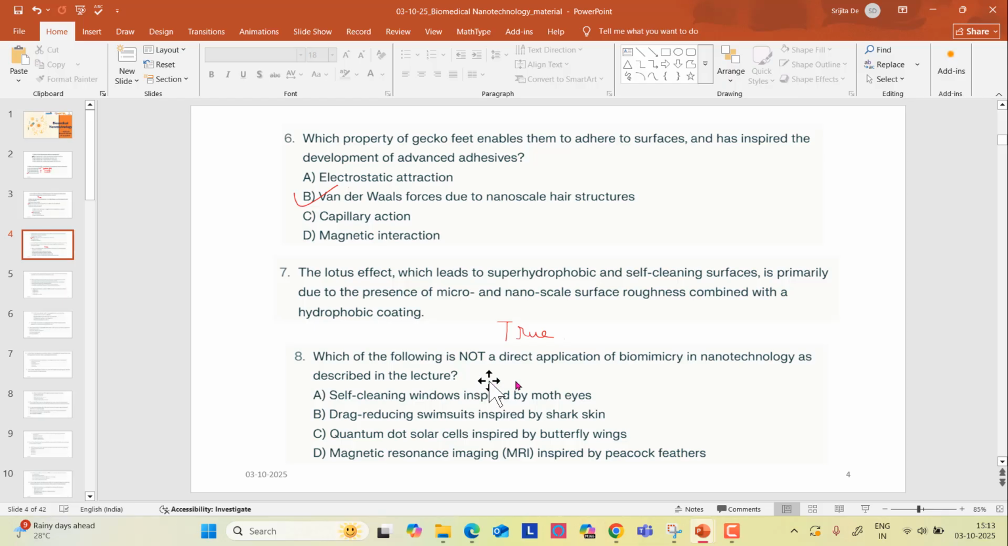Next, which of the following is not a direct application of biomimicry in nanotechnology as described in the lecture? Self-cleaning windows inspired by moth eyes, drag-reducing swimsuits inspired by shark skin, quantum dot solar cells inspired by butterfly wings, and magnetic resonance imaging inspired by peacock feathers. MRI. Yes, option D. MRI is not inspired by peacock feathers, so this is not an example of biomimicry.